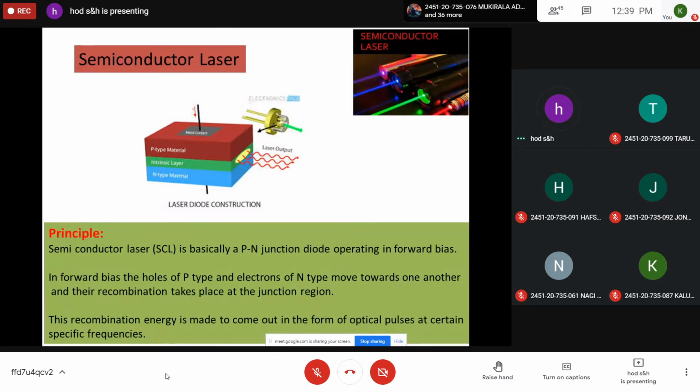And this is the principle behind the semiconductor laser. Is this concept clear, students, boys?